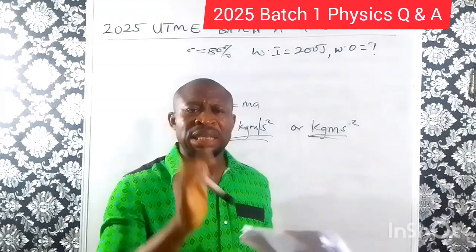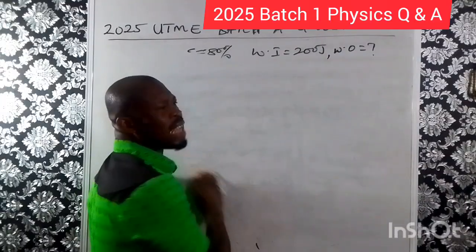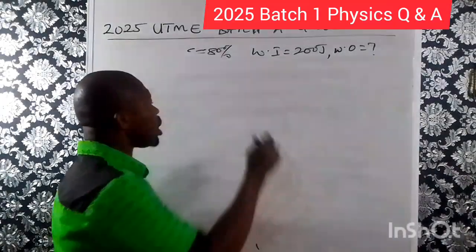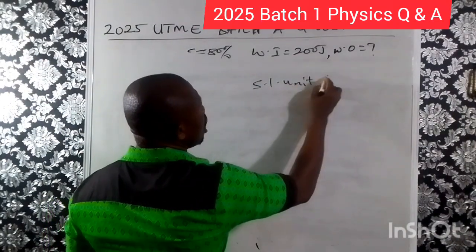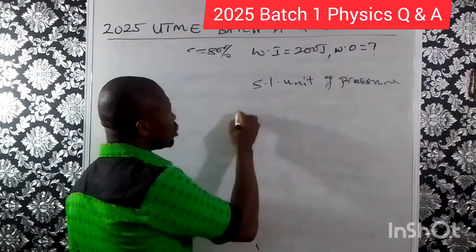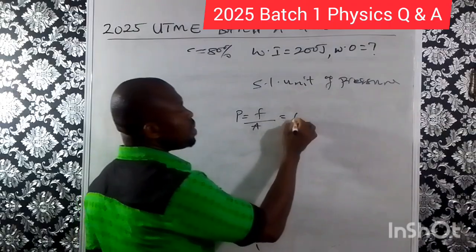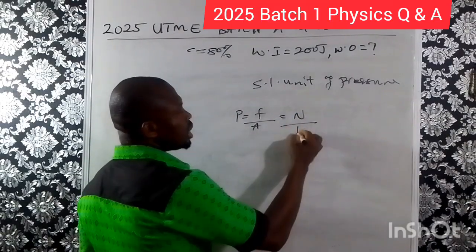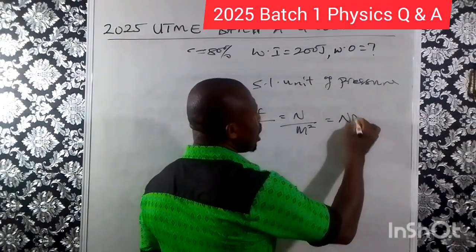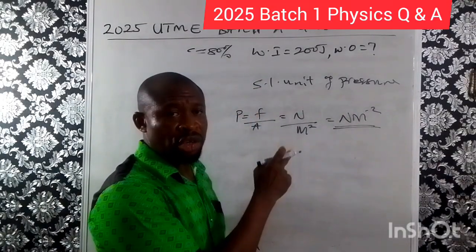Now we take this question. Some people also met a question that says, what is the SI unit of pressure? Yes, some people met this question. Of course, we know that pressure is force per unit area. Force is measured in Newton. Area is measured in meters squared. So that gives us Newton per meter squared. So this is a correct option.